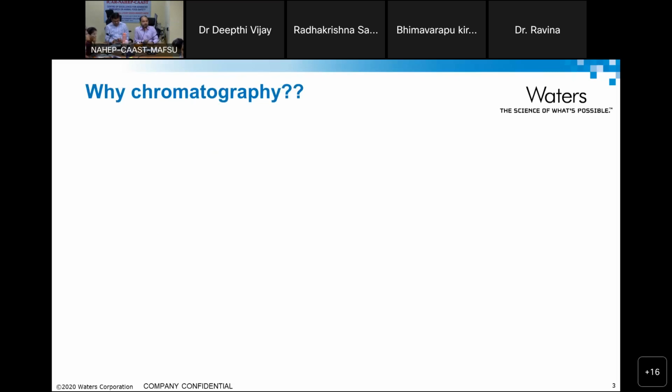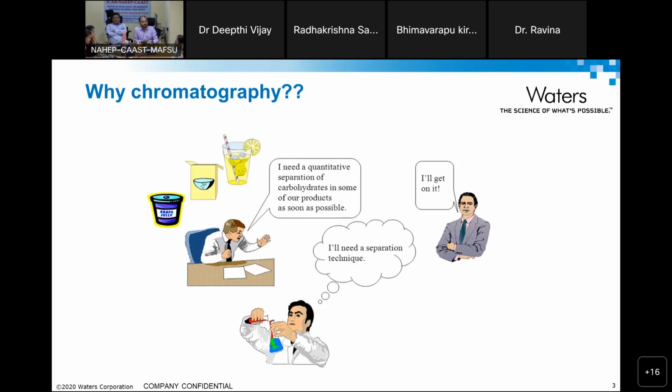So the first question is, why chromatography? Why was it required to develop chromatography? So just have a look at this pictorial representation here.